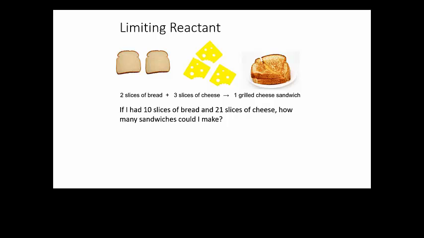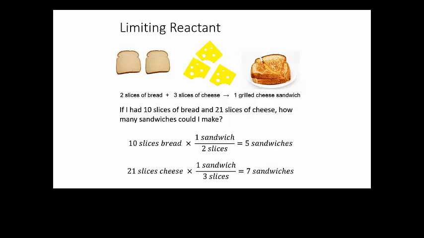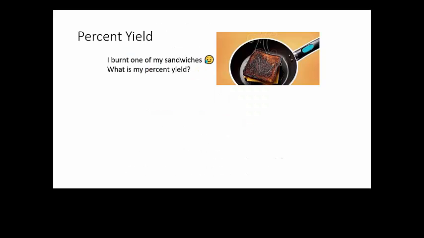Let's go back to our sandwiches for a second. So remember that when I was making grilled cheese sandwiches, I had 10 slices of bread and 21 slices of cheese. And my calculations told me that I should have been able to make 5 sandwiches. So that's my theoretical yield, 5 sandwiches. You'll remember that in my example, unfortunately, I burnt one of my sandwiches.